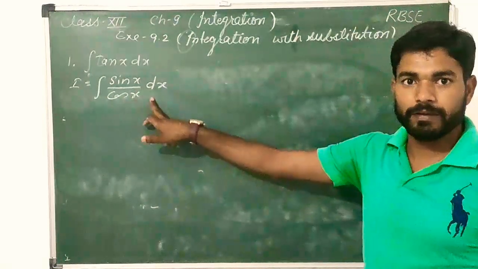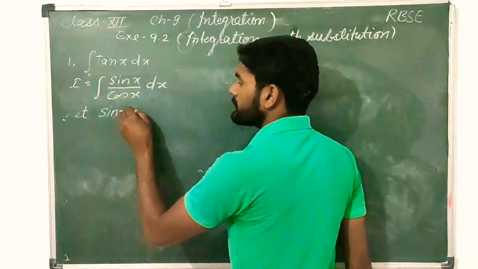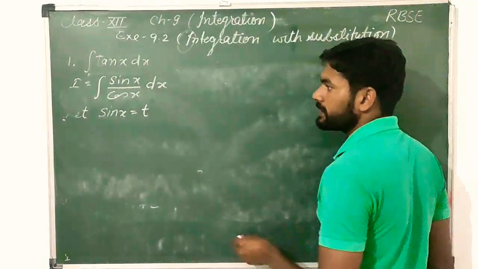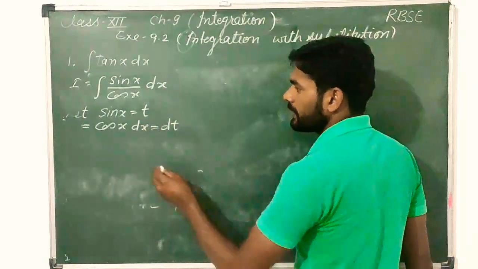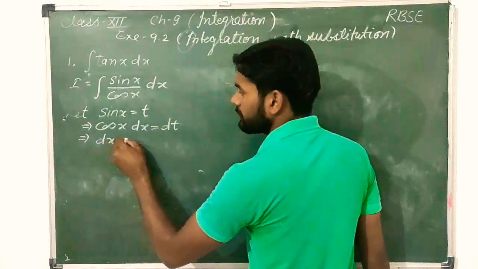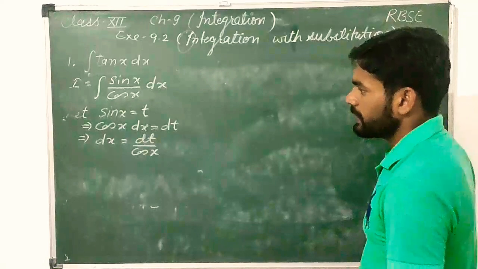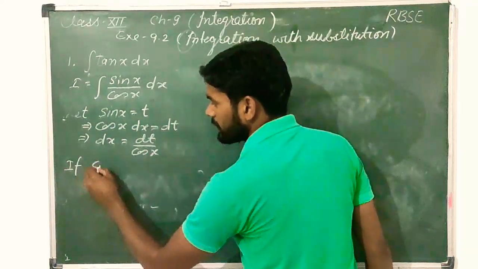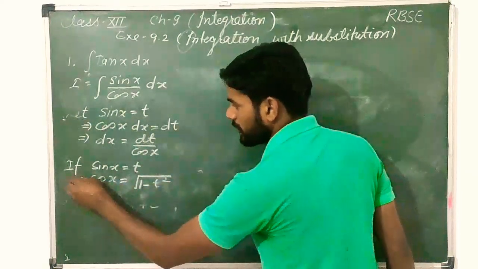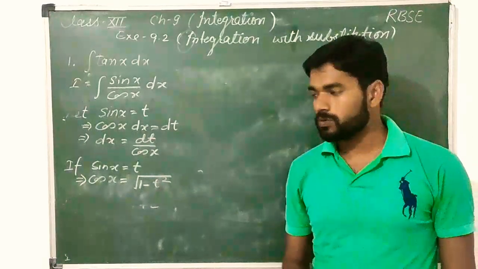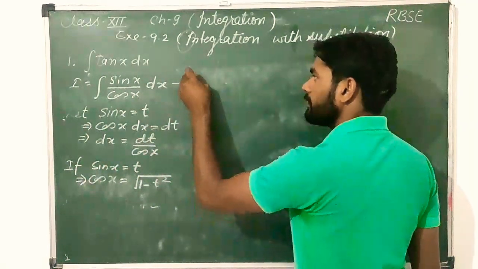to consider sin x as t, because cos x is also available, let sin x be equal to t. Then to calculate the value of dx, differentiate this: cos x dx is equal to dt. This implies that dx is equal to dt upon cos x. But if sin x is equal to t, then cos x will be under root 1 minus t square, using the identity sin square x plus cos square x is equal to 1. Now apply this value of cos x and this value of dx in equation number first.